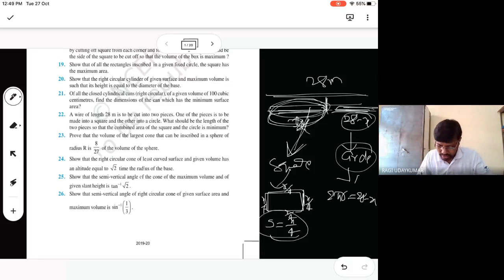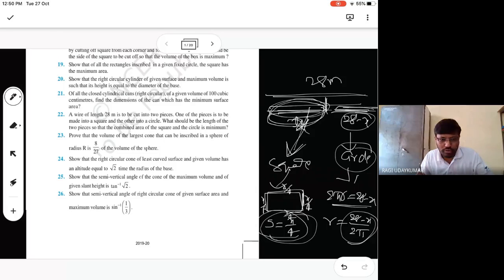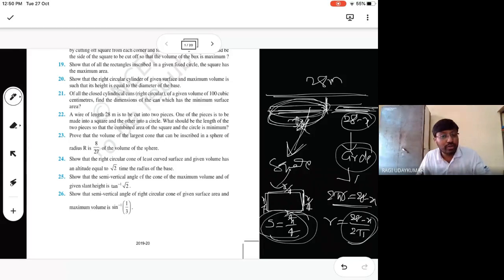From this, what is the radius? Radius is equal to (28 minus x) by 2 pi. This is the radius, this is the side. Why did I find the radius and side here? You need to find both of these, because you need the area of the square and the area of the circle. What is the area of the square? Side squared.